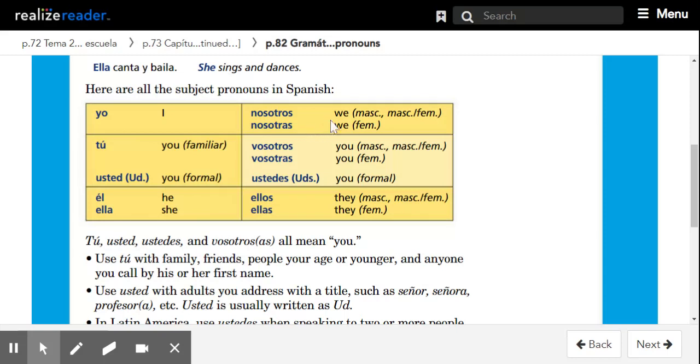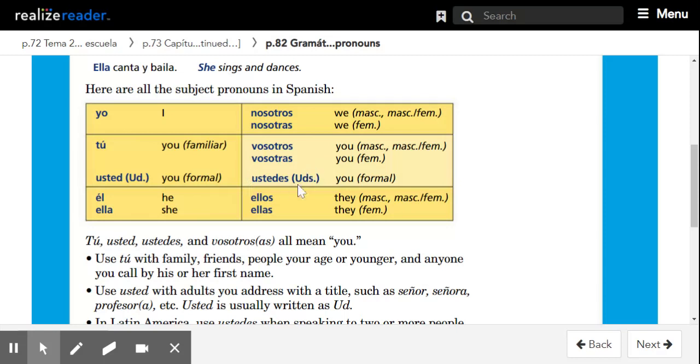That means we. Nosotros is the masculine form if it were just a group of males. Nosotras is the feminine form if it were just a group of females. Or if it's a mixture of females and males, then you would say nosotros. So nosotros stands for we or us. Vosotros is used only in Spain, and we're going to talk about that later.